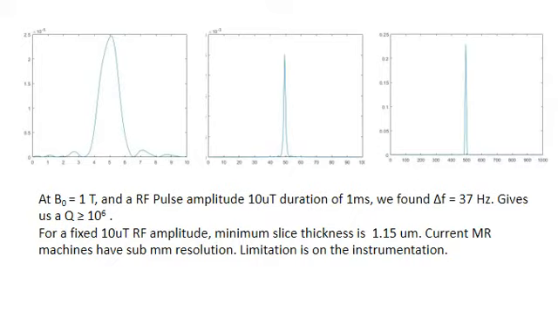This gives us a Q factor greater than 10 to the 6, and for a fixed 10 microtesla RF amplitude, the theoretical minimum slice thickness is around 1 micrometer. Currently, MR machines have sub-millimeter resolution, therefore the limitation is on the instrumentation.